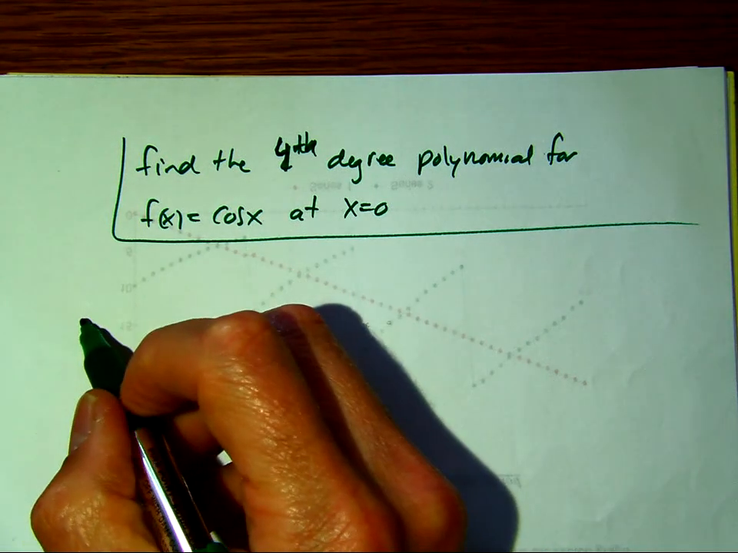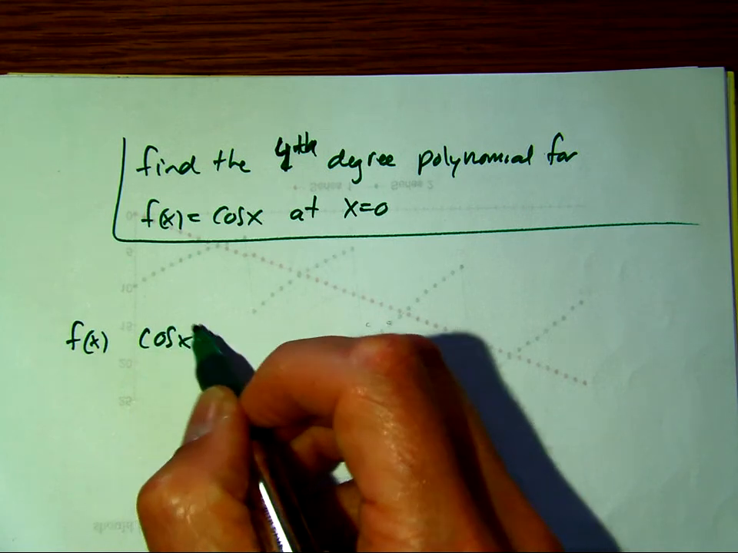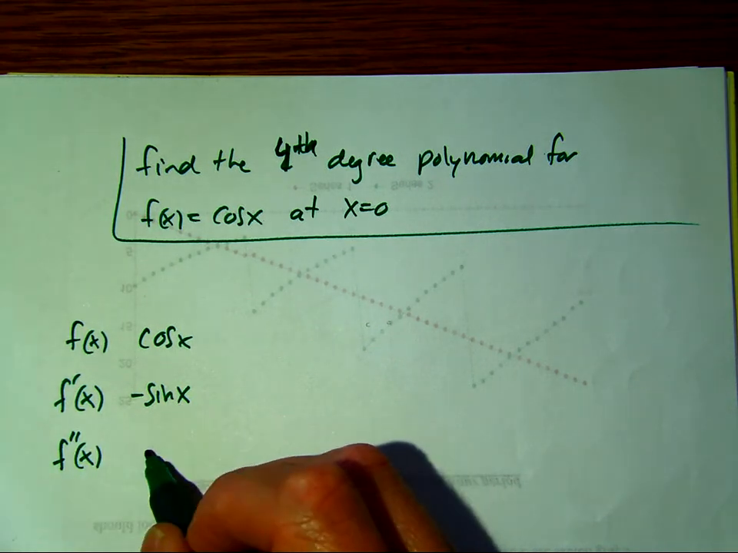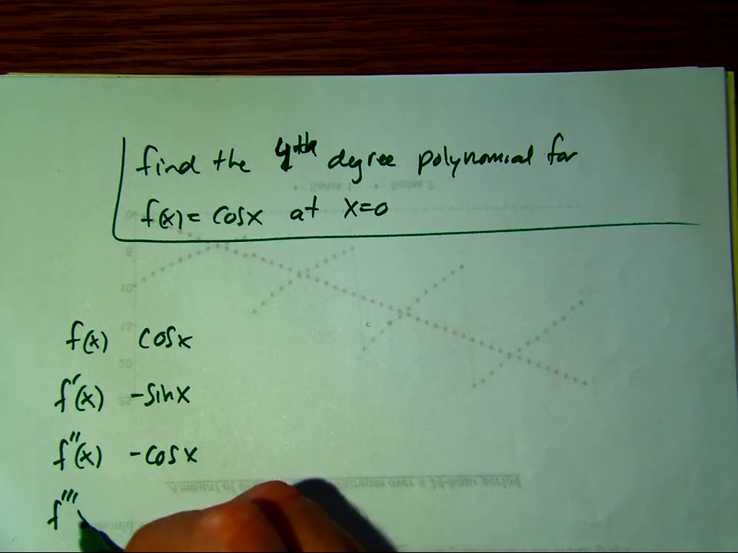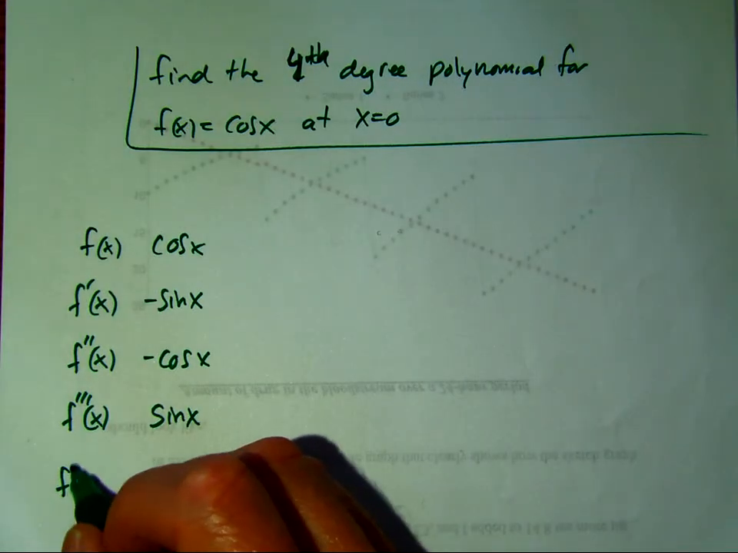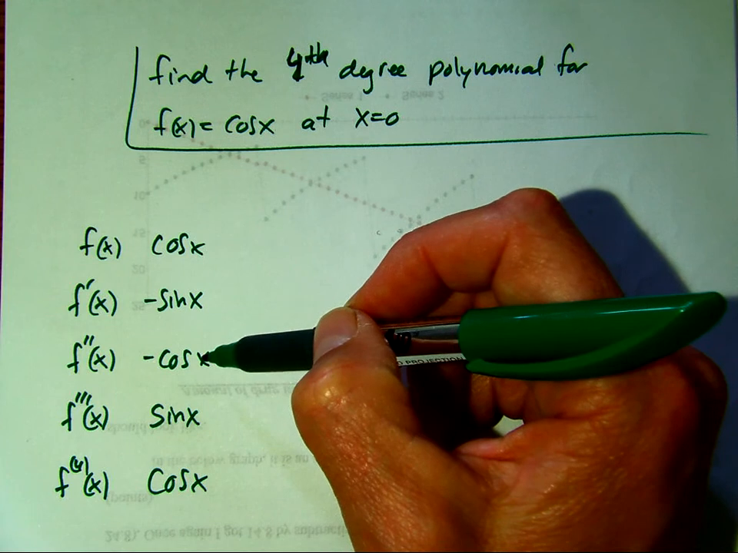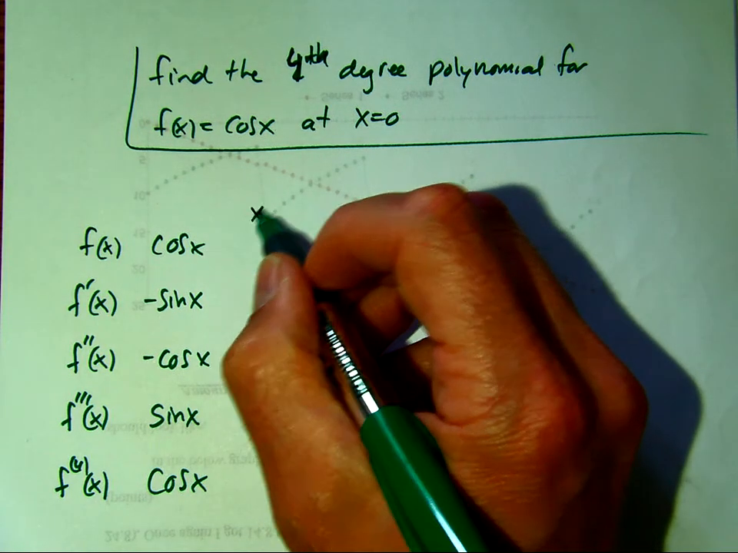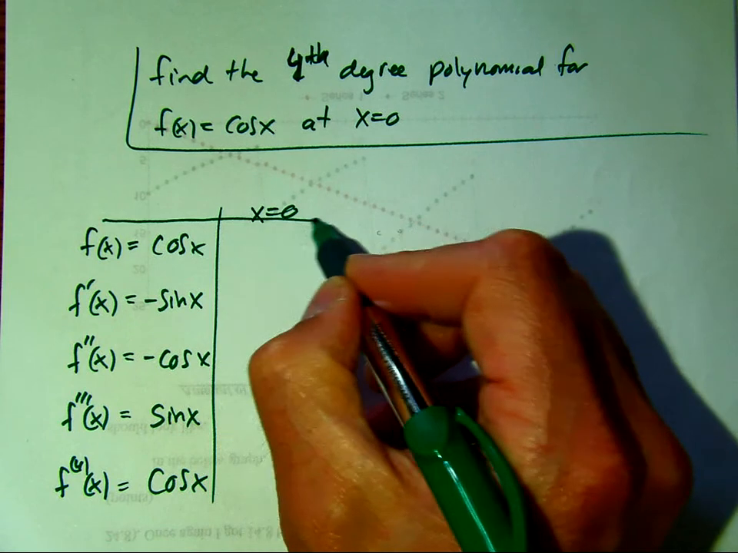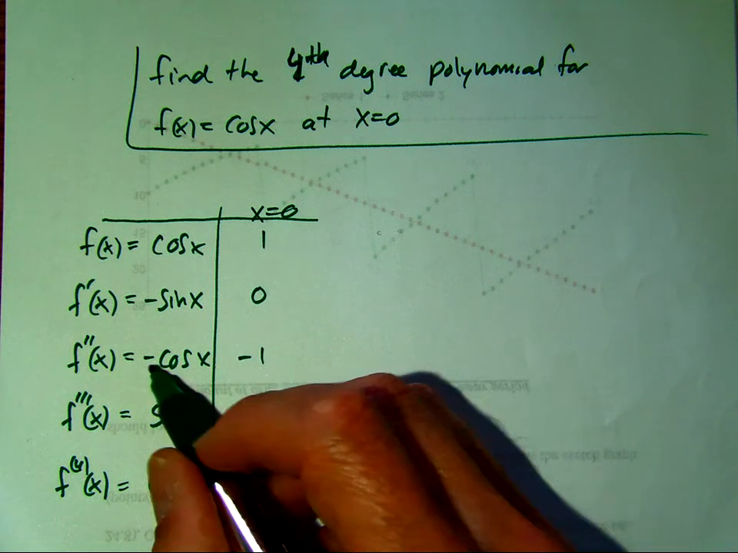So we have f of x is cosine, f prime is negative sine, and then the derivative of that is negative cosine, and the derivative of that is sine, and the fourth derivative, the derivative of that, is cosine. Then we evaluate it when x equals 0. When x equals 0, cosine is 1. Sine is 0. Cosine is 1, but we'll have a negative there. Sine is 0. Cosine is 1.